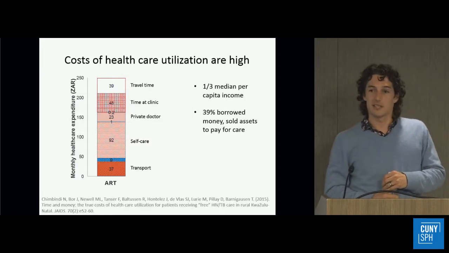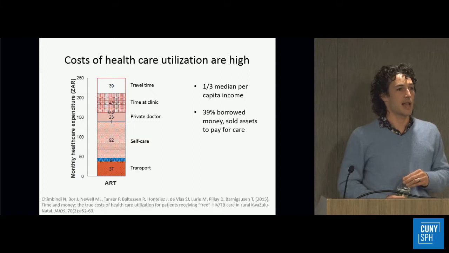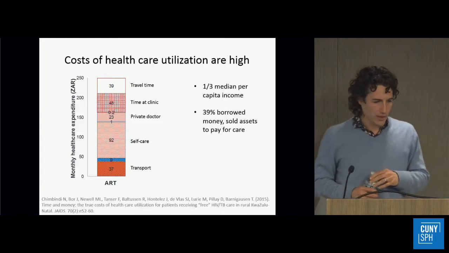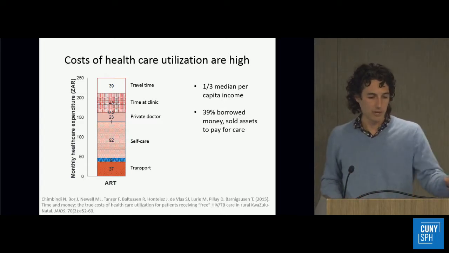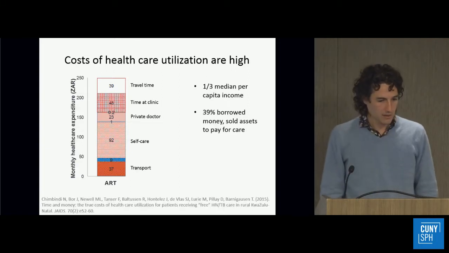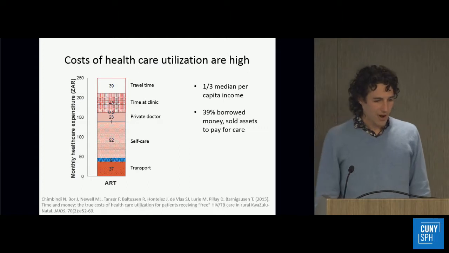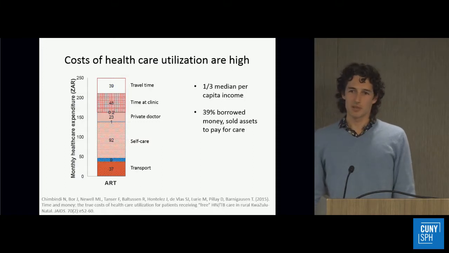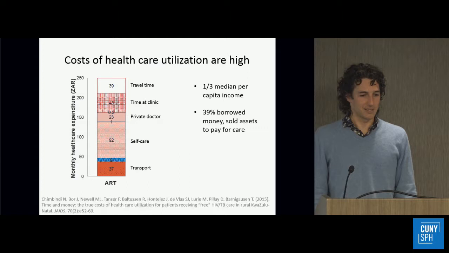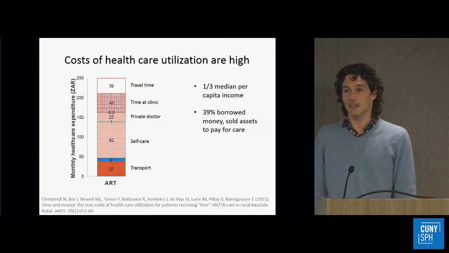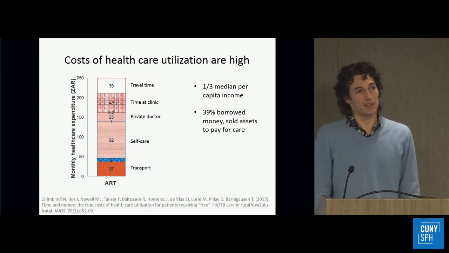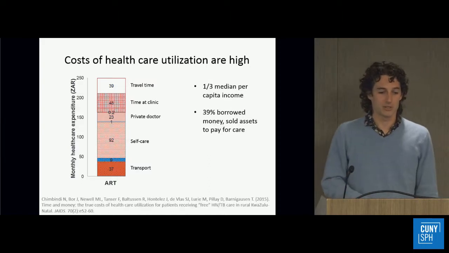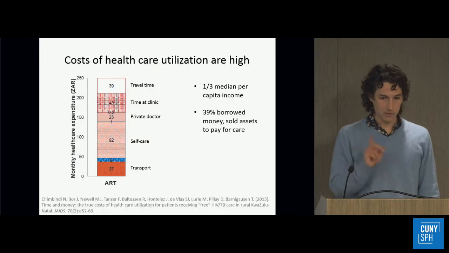By contrast, the cost of healthcare utilization of even nominally free therapy can be high. So this is a study that we did in rural South Africa where we looked at monthly healthcare expenditure in a survey of people enrolled in free HIV care in the public sector, and found that between travel time and travel costs and additional wraparound care and time at the clinic, people were spending a fair amount of resources, on the order of a third of median per capita income. That's a lot of money. Now, per capita income is really low in this setting, but that's a lot of money. And 40% reported that they borrowed money or sold assets to pay for care. So remember, we're asking people to do this for this.